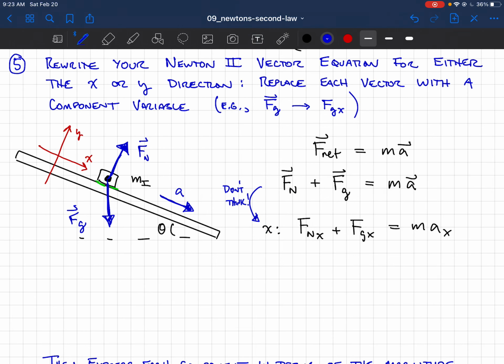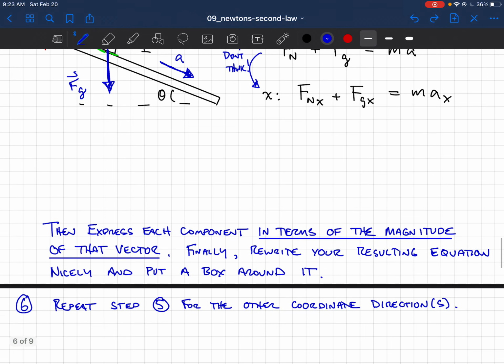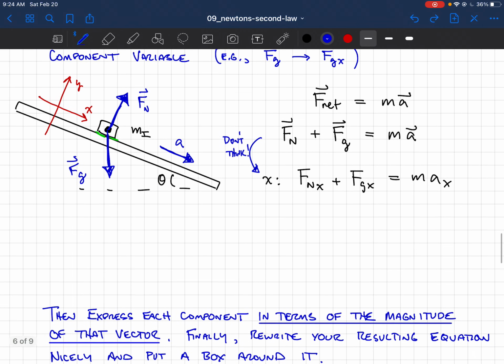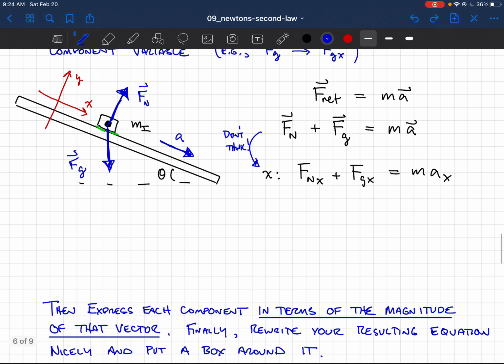So the main part of this step is what's written here. We want to express each component in terms of the magnitude of that vector. So what do we mean by that? Well, you know what this symbol means. It says Fnx, which is the x component of the normal force vector. So you also know how to find the components of a vector.